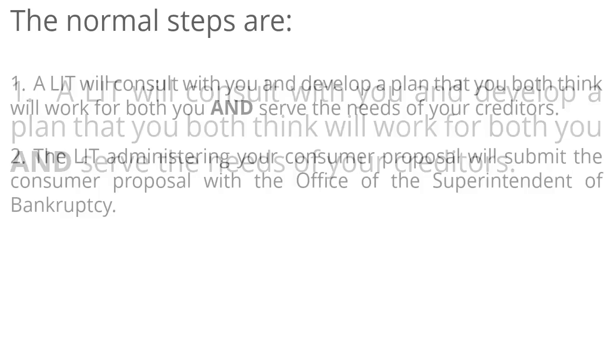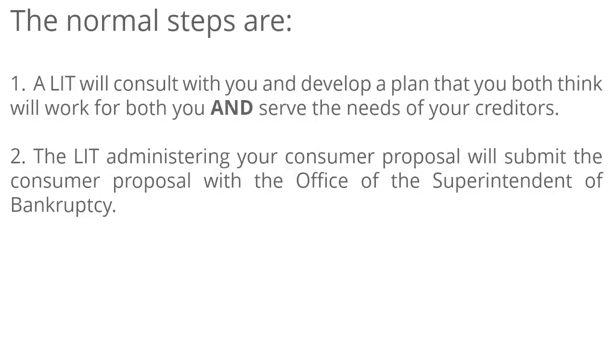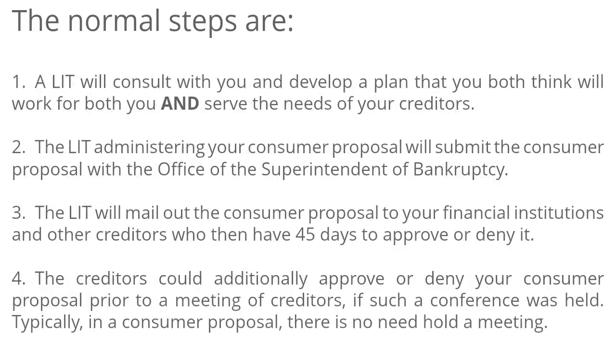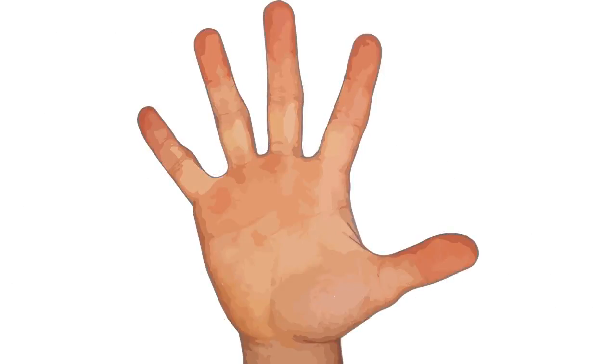The trustee will file the consumer proposal with the Office of the Superintendent of Bankruptcy. The trustee will then send out your consumer proposal to your creditors. They will have 45 days to accept or reject your proposal. How long will the consumer proposal last? It can last a maximum of 5 years, but you can perform it, if you're able to, in less than that time.